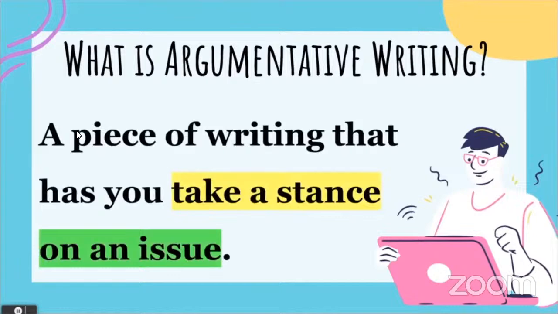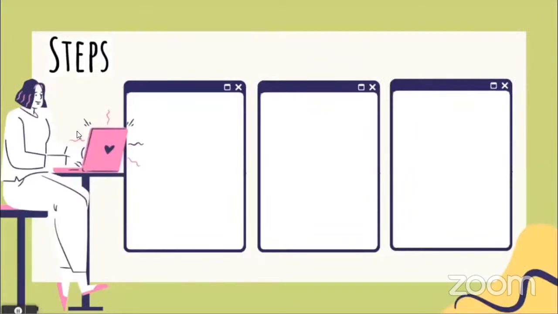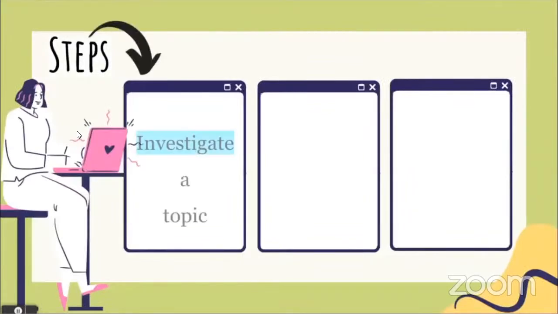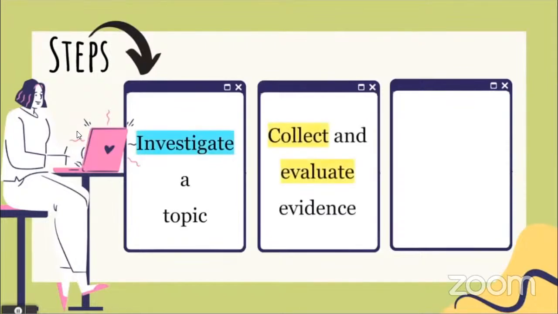Argumentative writing is a piece of writing that has you take a stance on an issue. That means you choose a side and you write about it. So our steps for argumentative writing: step 1, you're going to investigate a topic. And step 2, you're going to collect and evaluate evidence. So you can't just have an opinion. You have to back up your opinion with evidence.